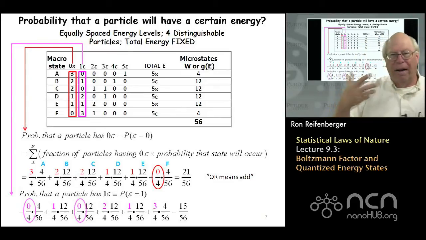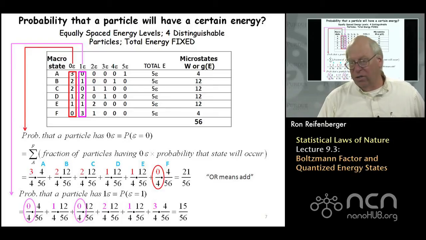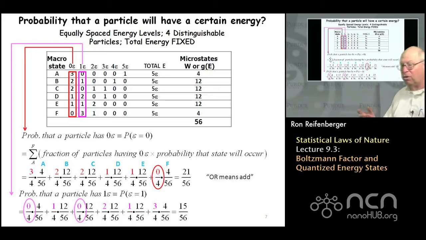Well, I've got to know the probability that a particular state occurs, and I've got to know the fraction of particles that have that particular energy. I have to multiply those two, and sum over the states of the system. So I've got 6 states that I have to sum over, and those 6 states are listed in this particular line. The probability that I get state A is 4 out of 56, so that's this probability.